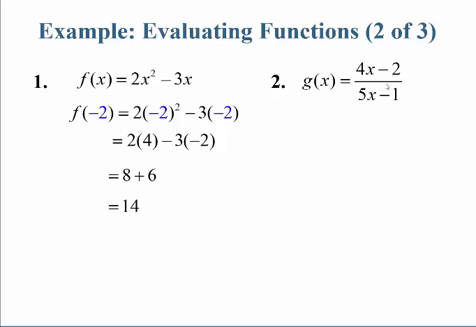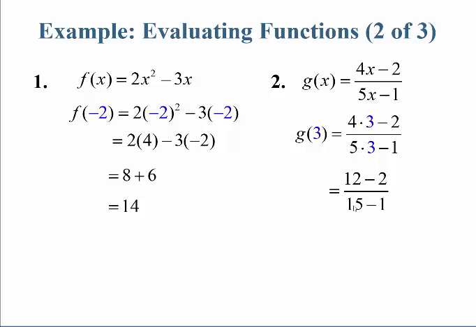g of x here, same thing, just a different function. Plugging in 3, so replace x with 3. 4 times 3 is 12. 5 times 3 is 15. 12 minus 2 is 10. 15 minus 1 is 14. And this 10 over 14 just reduces to 5/7.